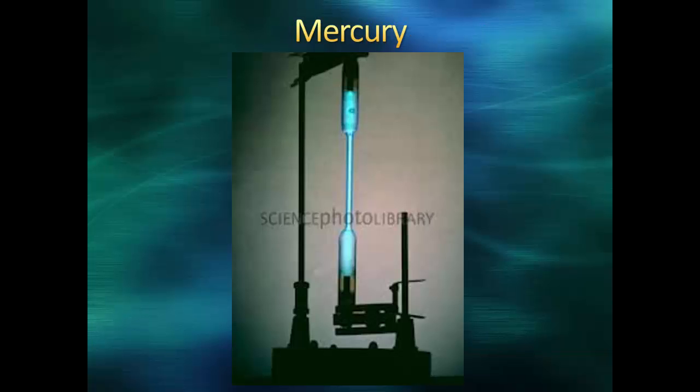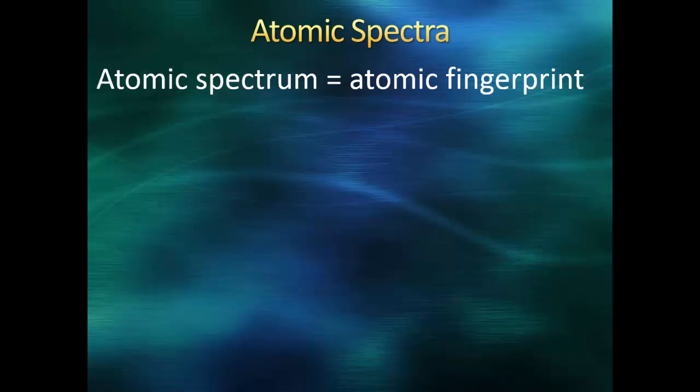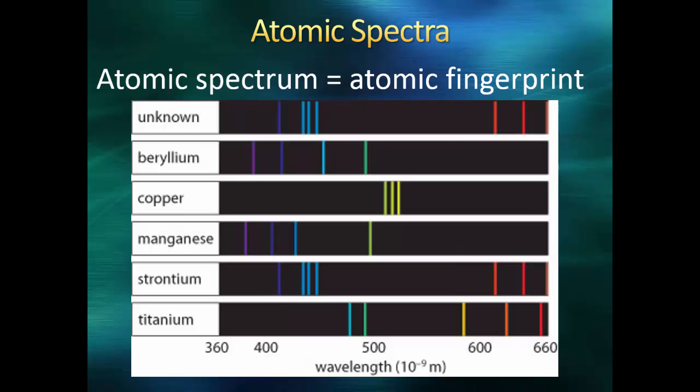Take mercury. You may have seen mercury vapor lamps on the highway. When you look at its spectrum, it looks more like this. So the atomic spectrum for each individual element is essentially an atomic fingerprint. No two elements have the same atomic spectra. And here's a sample of 5 different types: beryllium, copper, manganese, strontium, and titanium. And you can see that if you're given an unknown, look at the top of the chart, by looking at the other 5, you can determine that the unknown is strontium. Why? Because each atomic spectra is unique for each element.